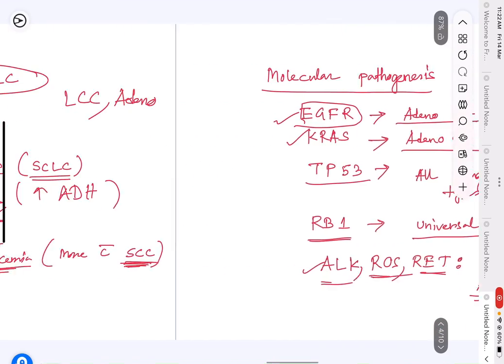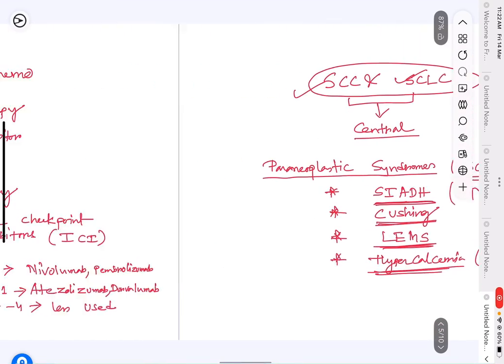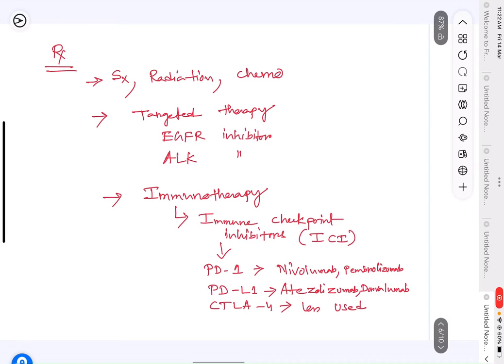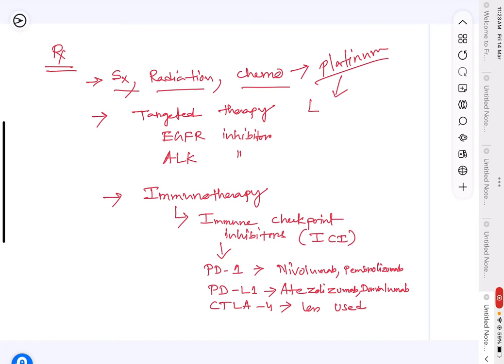Now the next topic we will study is the treatment. So surgery, radiation, chemo, we all know. Which kind of chemo do we give? Platinum based chemotherapy. This platinum based chemotherapy is used in three places: lung, testis and ovary. These are the major three sites where platinum drugs are very effective. We have two drugs in the platinum group: cisplatin and carboplatin.